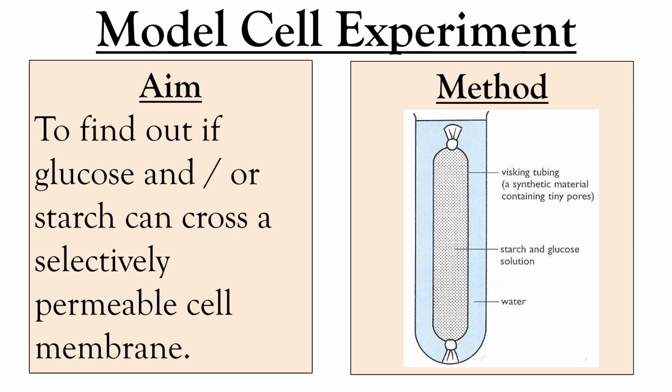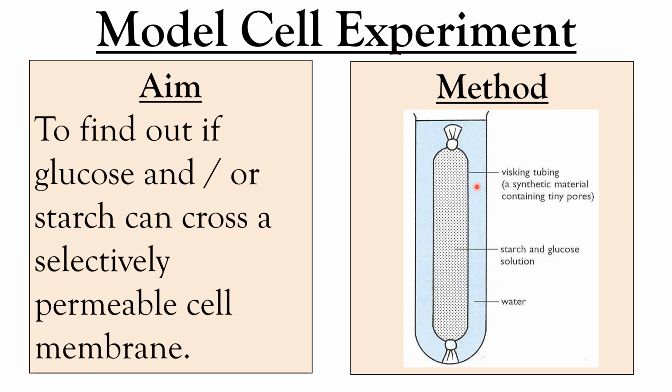So this is an experiment that we would have done in the class, and hopefully we can do it in the class at some point. So what we have is a model cell. This here is around here. That would be the model of the cell membrane. And what you do is you put a mixture of starch and glucose inside. This is a bag. And after a period of time, you then test the water outside to determine whether or not the starch or glucose have been able to diffuse out of the cell.